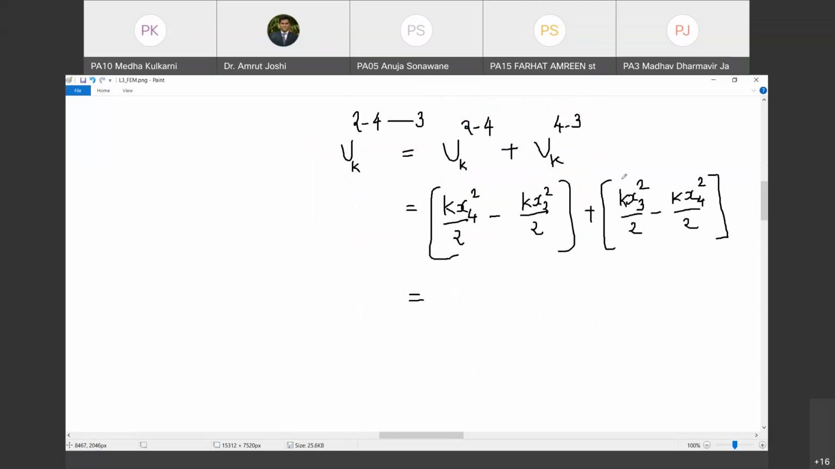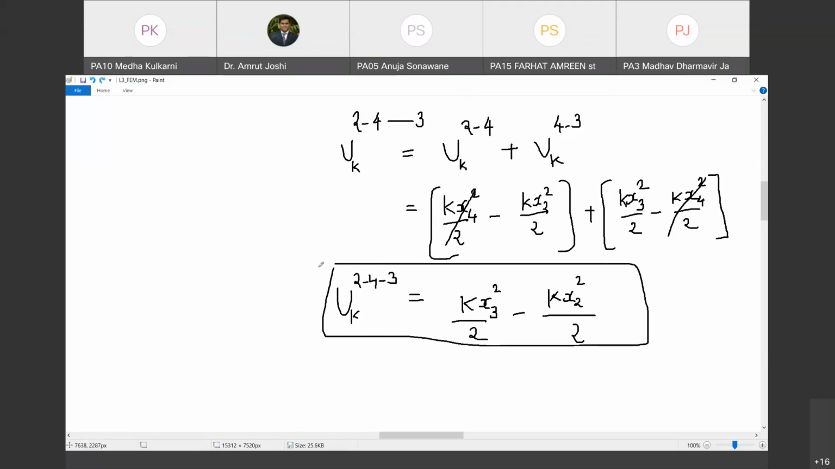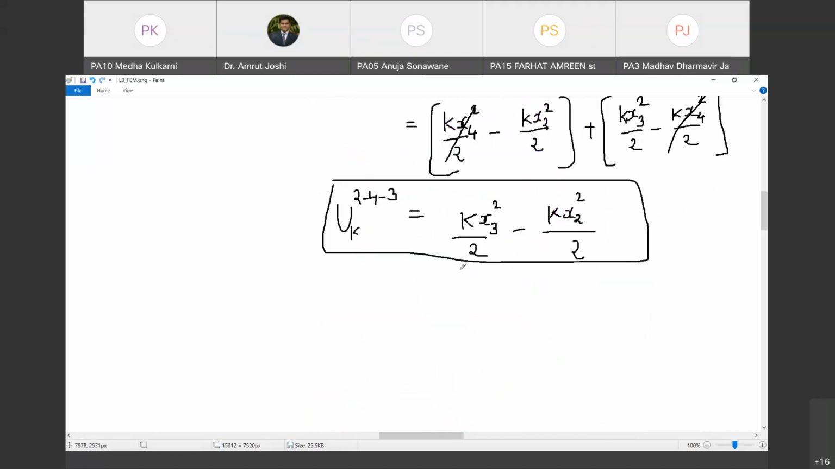Simplify. So when I simplify, to my surprise, क्या कैंसिल होने वाला है? kx4 square by 2 and kx4 square by 2 get cancelled. And then kx3 square by 2 minus kx2 square by 2 as the object moves from 2 to 4 to 3. Do you agree? And is it exactly the same as the work done by the spring force when the object directly moved from 2 to 3? Do you agree with me?